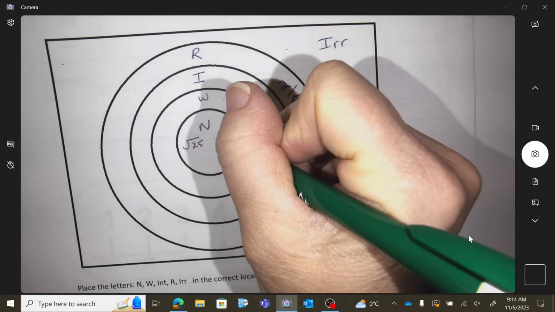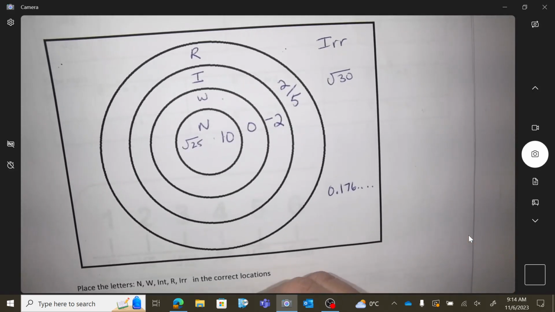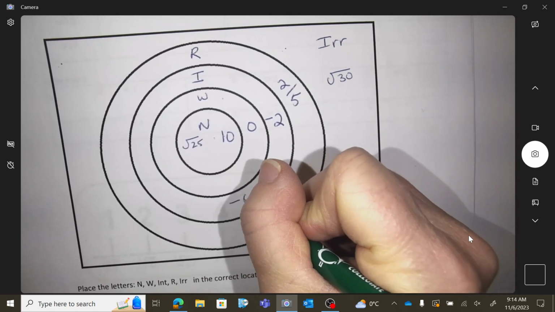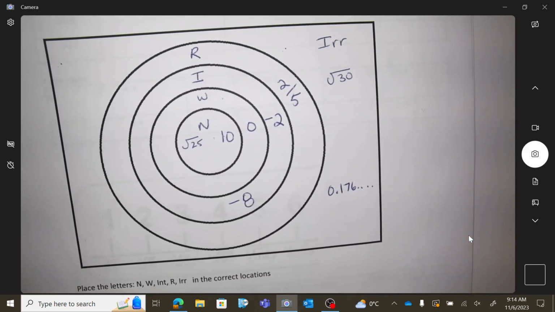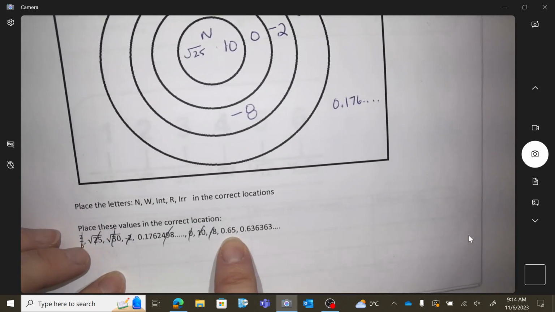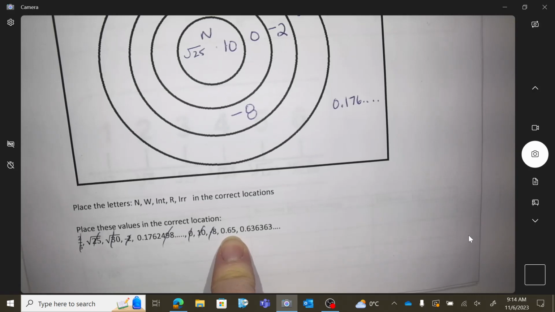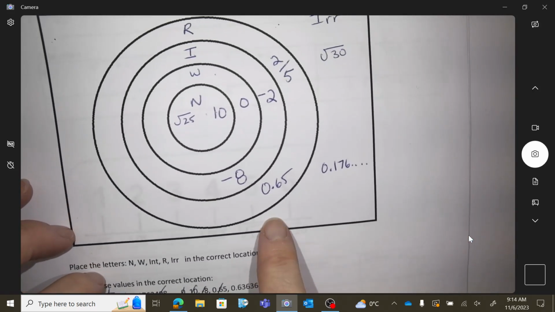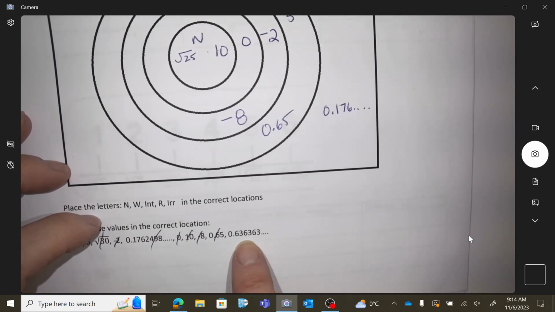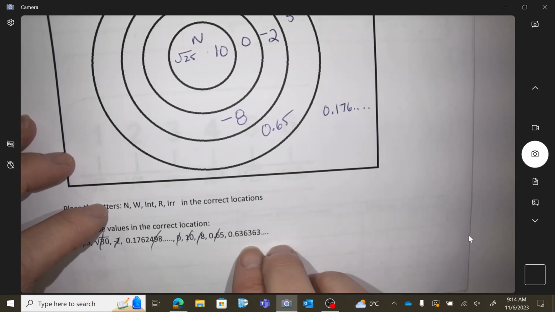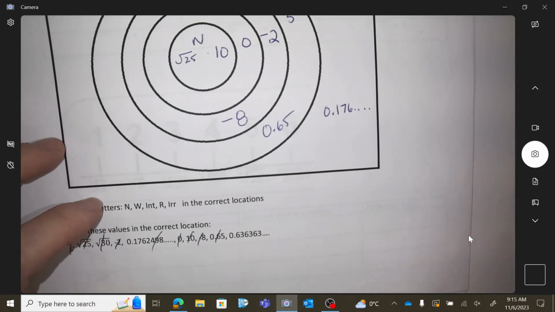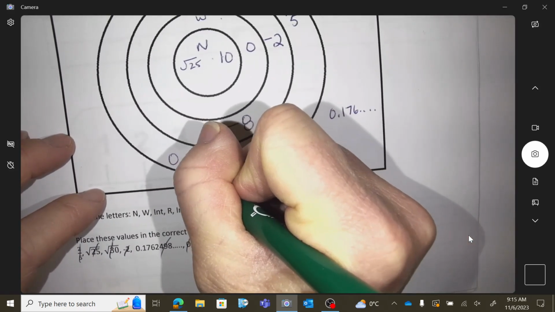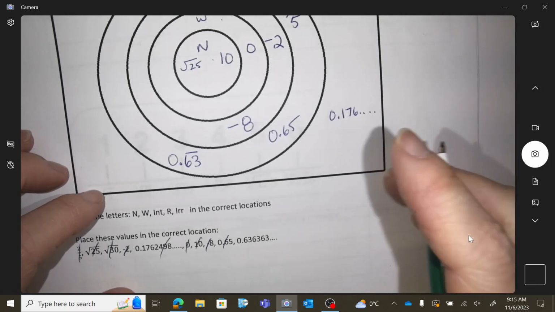10. Natural. -8. Integers. Then 0.65 stopped, so that would be rational. And then this one says 0.63, 0.63, like it just repeats. So if we have a decimal that's repeating, then that is rational.